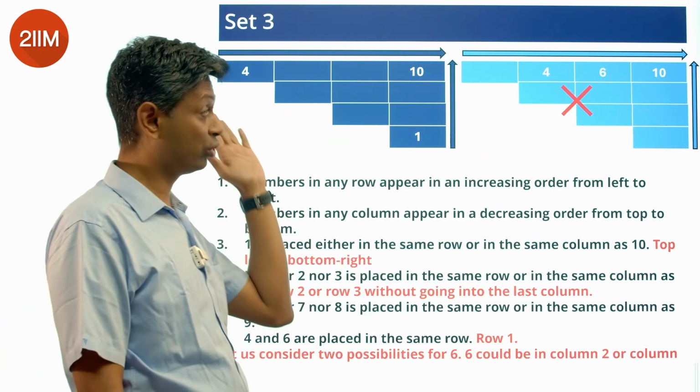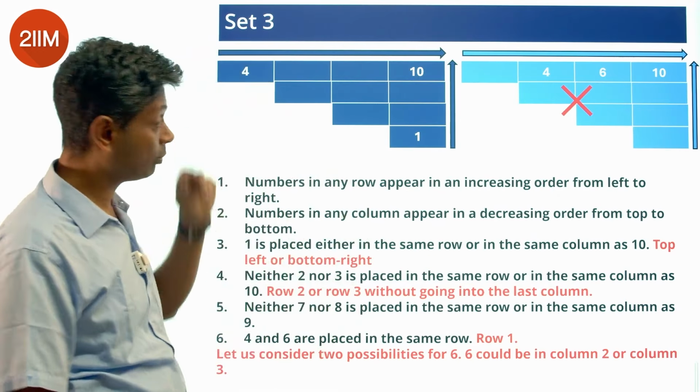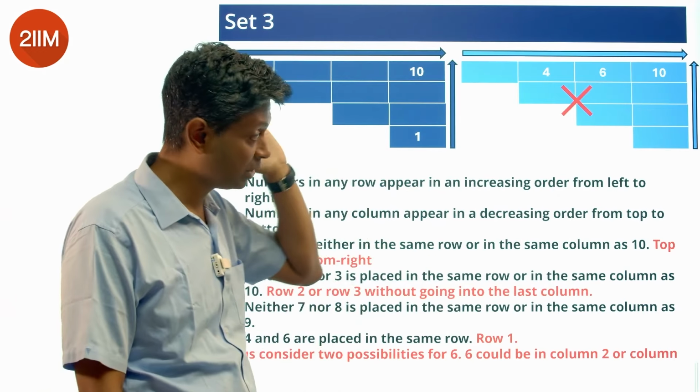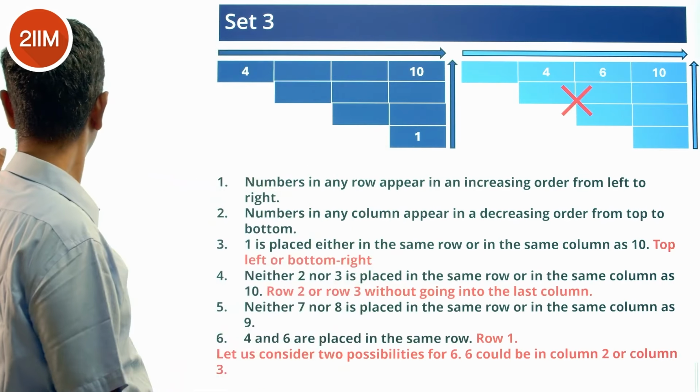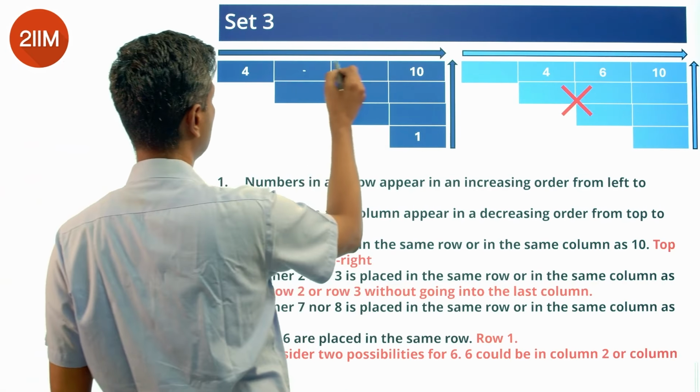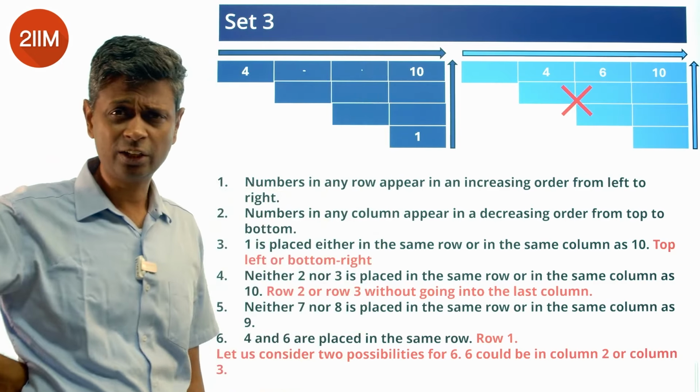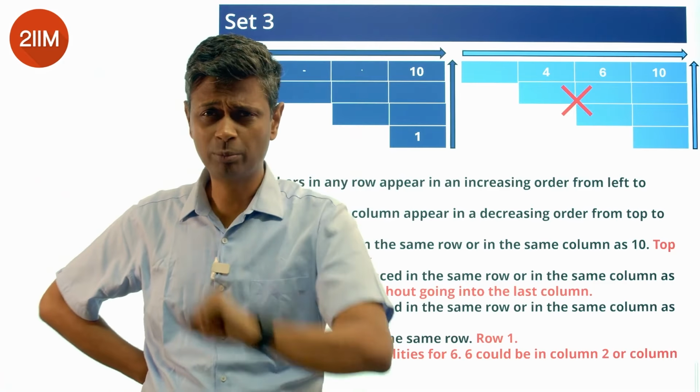Super, so we've narrowed down to this. 4 has to be in the top left, which means 1 has to be here. Brilliant. Now we know that we can say 6 can be here or here. Second column or third column. Let's put both, we'll process it.